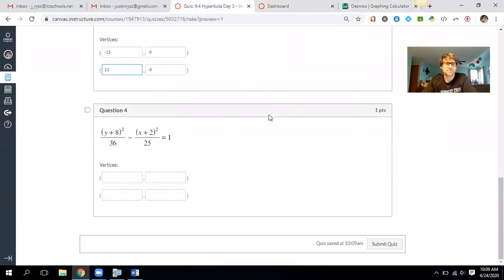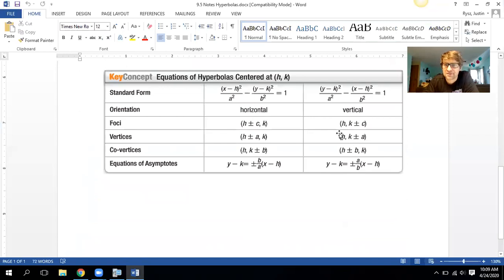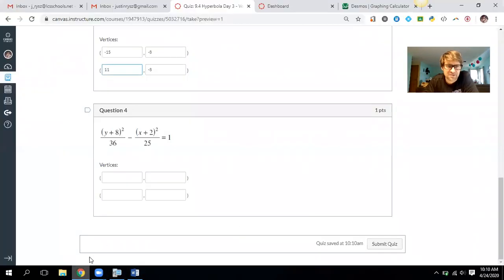Okay. And last one, here we go. So we got a y equals, so we'll go back to our formula sheet. Over here is our y equals. So y equals starts out with our vertices, starts out with h. We're going to leave that alone. H is the number next to the x. So it's going to be opposite of here. So instead of plus 2, h is going to be negative 2.